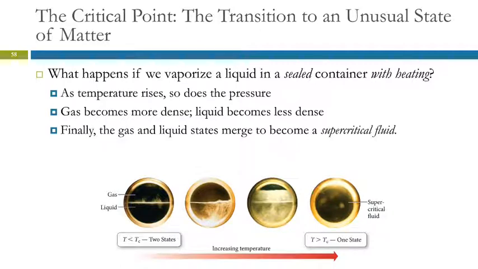Okay. So what if we're vaporizing that liquid in a sealed container and we're heating it? What's going to happen? Well, as the temperature goes up, the pressure goes up as well. So here's a window into a container where we can have high temperature and high pressure. So initially we see there's a liquid and there's a gas. As we continue to heat this up, the gas becomes more dense, the liquid becomes less dense, they become more like each other, and at the critical point, they merge into one state. You don't have a gas and a liquid anymore. You have one state, and it's called a supercritical fluid.